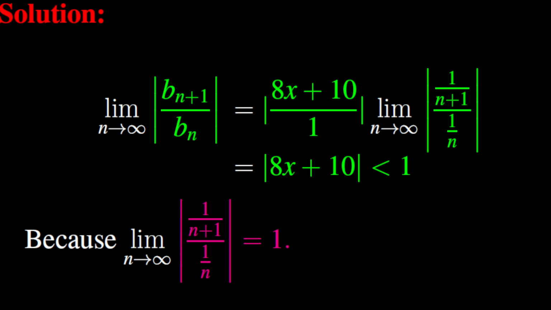The limit of the ratio is equal to the absolute value of 8x + 10, which must be less than 1 for the series to converge. This is because the limit as n goes to infinity of the fraction 1 over n+1 over 1 over n is equal to 1. This comes from the fact that this quantity is a fraction of polynomials with the same degree and the same leading coefficients.